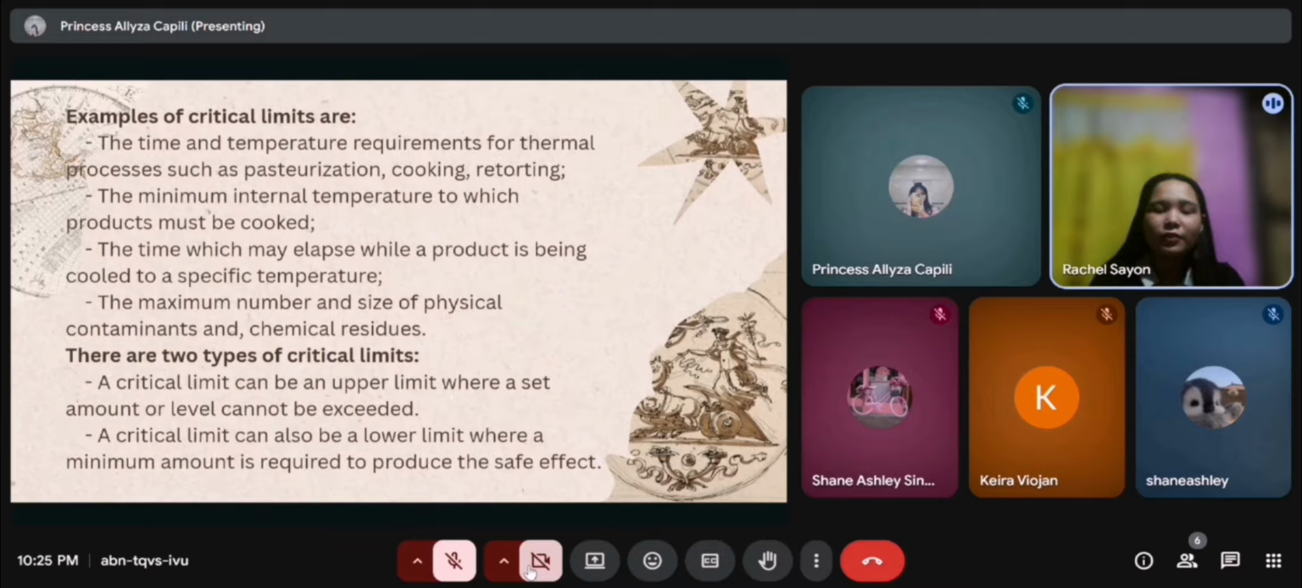Time allowed for cooling to a specific temperature. After cooking, food must be cooled quickly. Slow cooling allows bacteria to multiply rapidly in the danger zone, 5 degrees Celsius to 60 degrees Celsius. Maximum number and size of physical contaminants. This is an upper critical limit. Physical hazards such as metal, glass, or stones must not exceed acceptable levels to avoid injury.